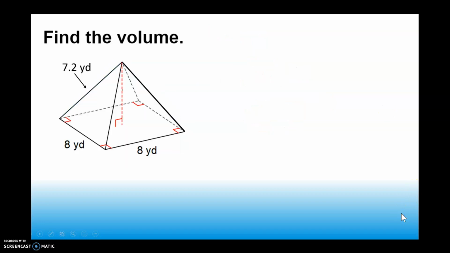The ones that are going to be more challenging are your square pyramids. I know my volume is equal to 1/3 big B times H. Big B I know is going to be 8 times 8, so I'm going to get 64 here, right? Just 8 times 8. But I do have to figure out what my height is. I don't know what my height is. This guy right here, I don't know what he is.